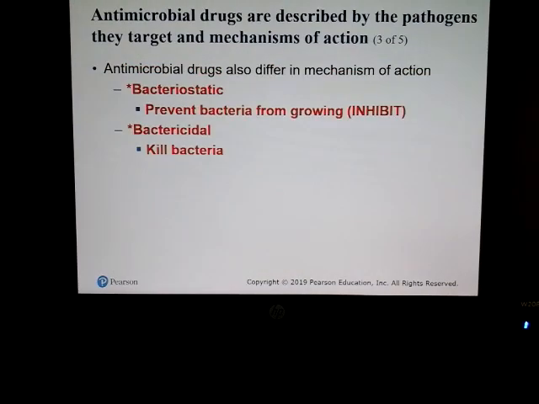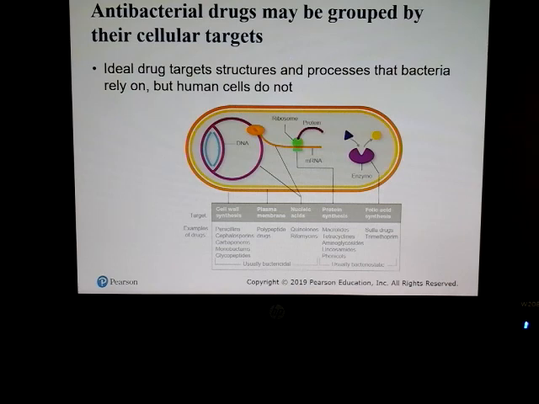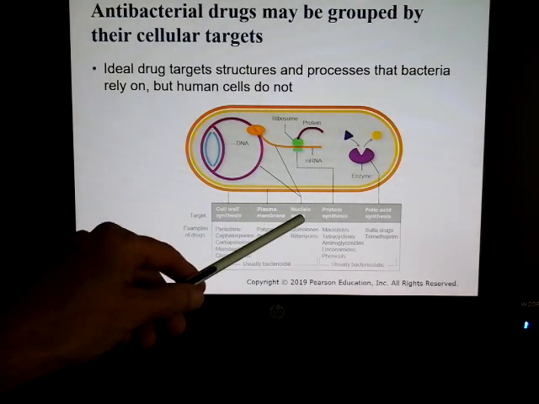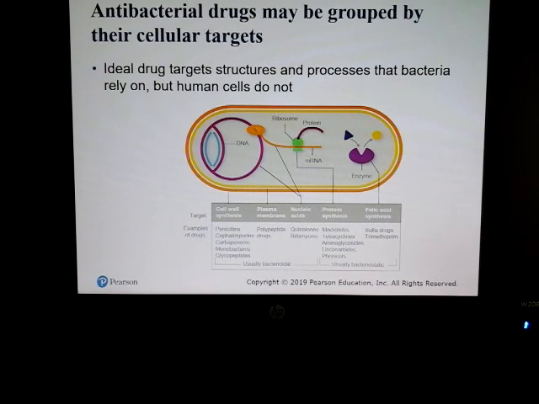So we have two main classes, guys, and those are bacteriostatic, and static means to inhibit, so those types of drugs prevent bacteria from growing, so they inhibit them. Cidal means to kill, so bactericidal will actually kill the bacteria. So there's 5 different places that can be targeted. Cell wall, for instance, plasma membrane, nucleic acids, protein synthesis, and folic acid synthesis in the cell.